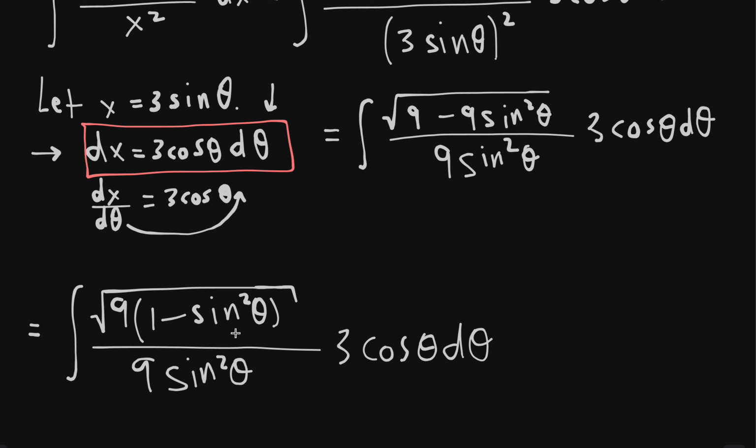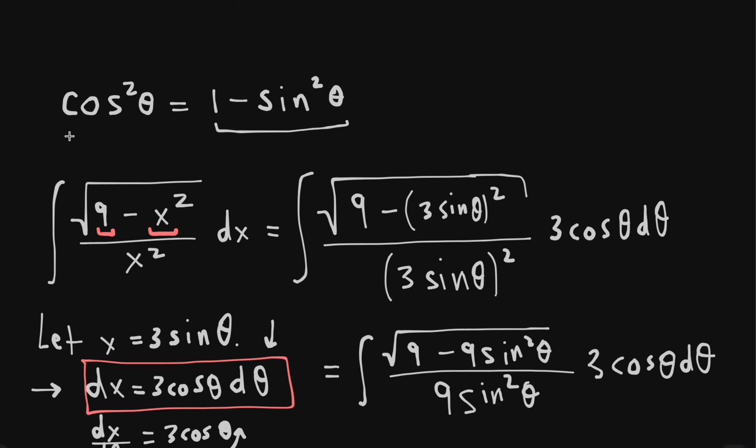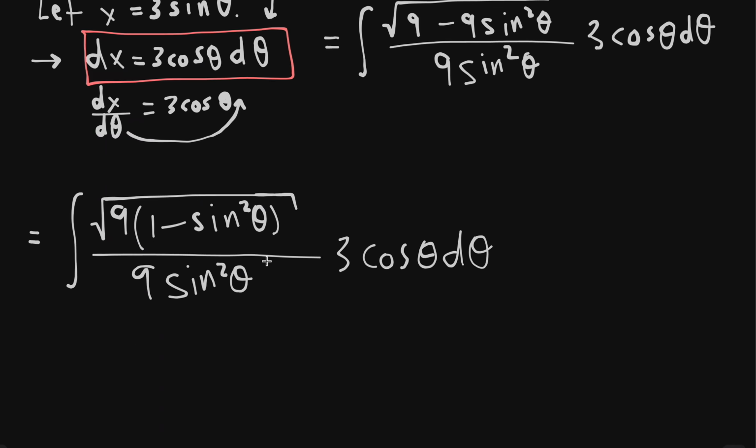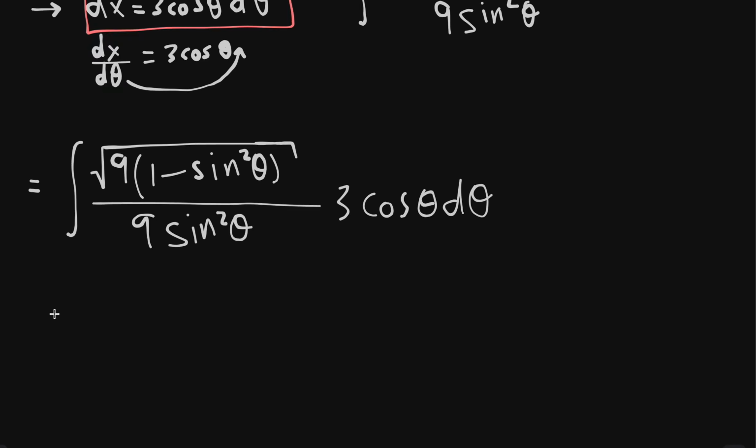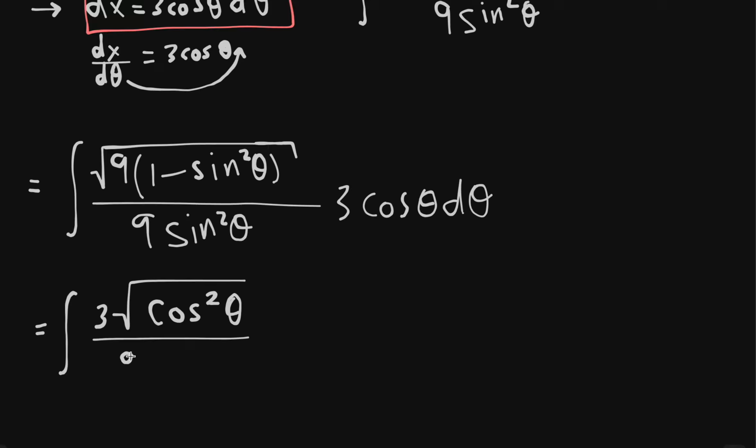Okay, so the 1 minus sine squared of theta, that's where we're going to use our trig identity. That's going to be equal to cosine squared of theta. And we can also just take the square root of that 9, because if you have the square root of a product, it is the product of the square roots. So we get 3 times the square root of cosine squared of theta, because we replaced the 1 minus sine squared with cosine squared, all over 9 sine squared theta and then multiplied by 3 cos theta d theta.